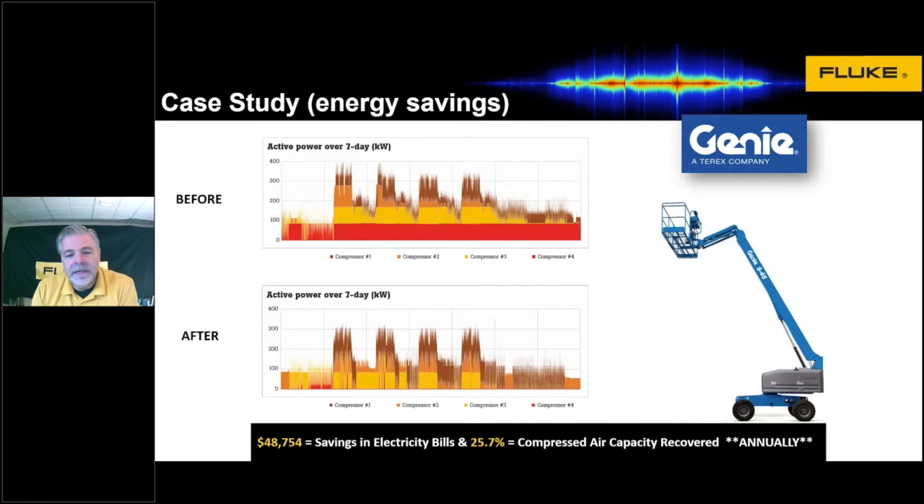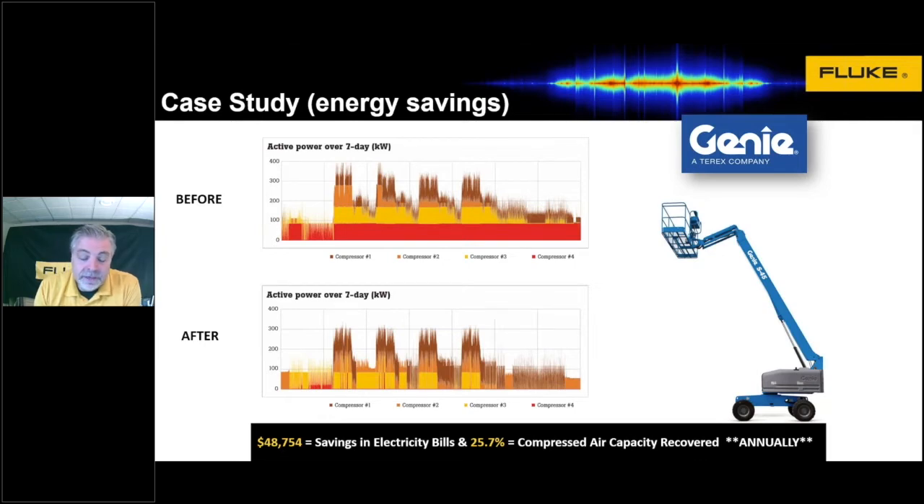So I mentioned that the next slide would have some information on a particular energy application. This company is, some of you may be familiar with it, but they do lifting equipment. They manufacture that equipment. So they have a lot of air tools for painting, for welding, for tightening and whatnot at their manufacturing location. And they had 4 compressors running, and they used a Fluke power quality analyzer to data log the energy that was being used on those 4 compressors over a 7-day period.